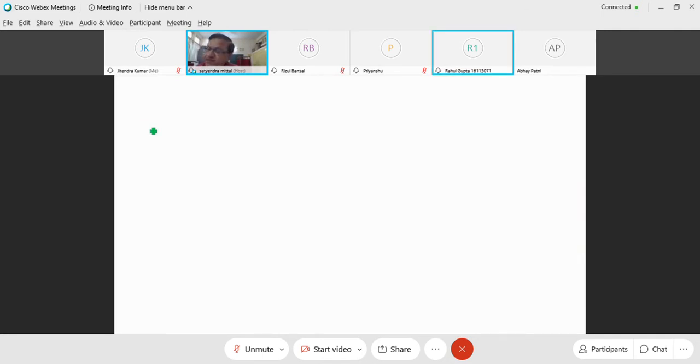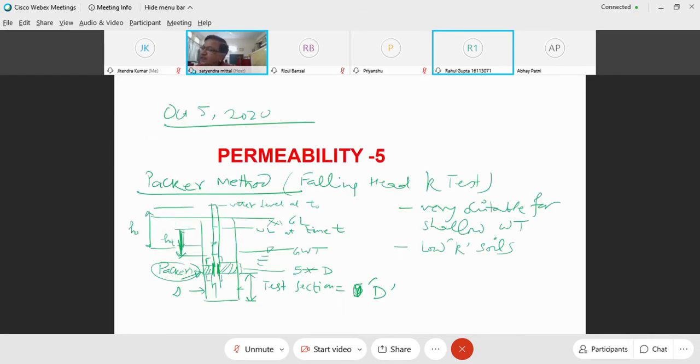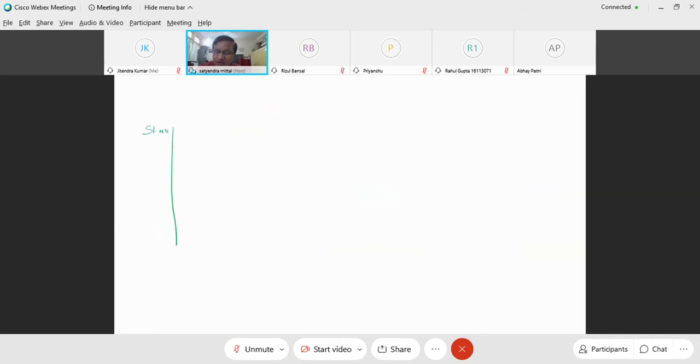So this made the test section of length equal to the diameter of the borehole. Then what is this 5 times D? No, it is this one. 5 times D is the packer length. You just see this hatching portion. So the packer length should be 5 times D, so that due to uplift pressure, the packers are not removed. Packers should remain there.